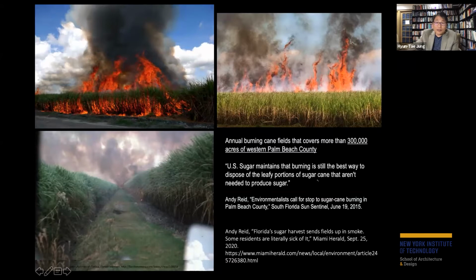And then United Sugar maintains the burning is still the best way to dispose of the leafy portions of sugar cane that aren't needed to produce sugar. So they don't really care. They just keep doing it. They use pesticide, they use fertilizer, so it's contaminating. That's why the federal government tries to buy their land, but it's billions of dollars.